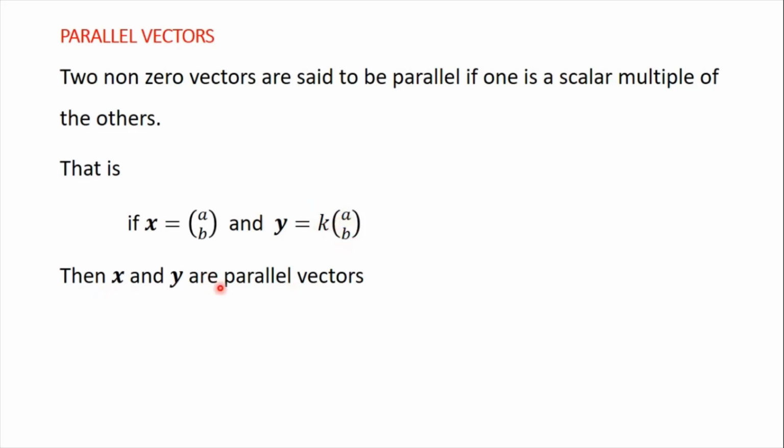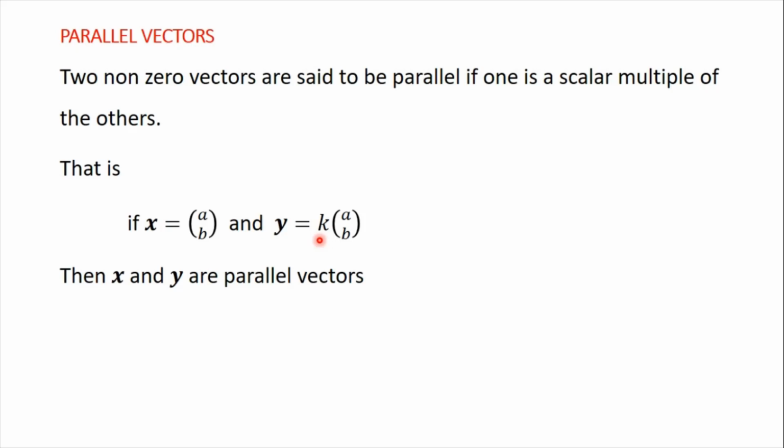We say that these two vectors, x and y, are parallel vectors. So if one vector is a scalar multiple of the other, that is, you got one vector by multiplying the other vector by a scalar, a number, then we say that these two vectors are parallel vectors.